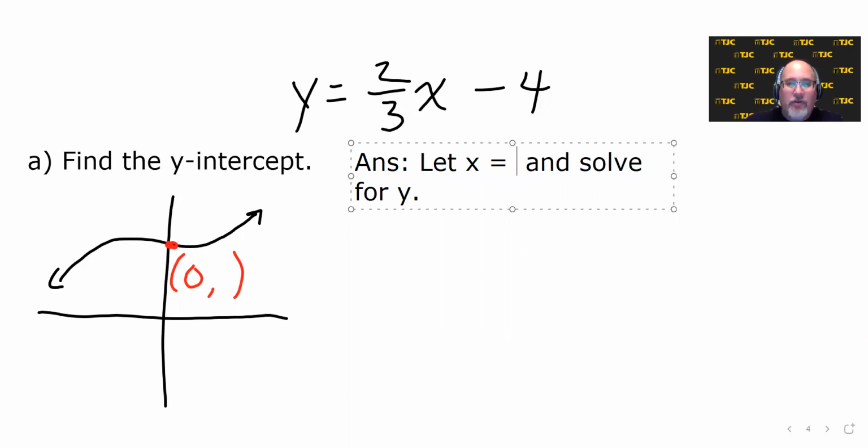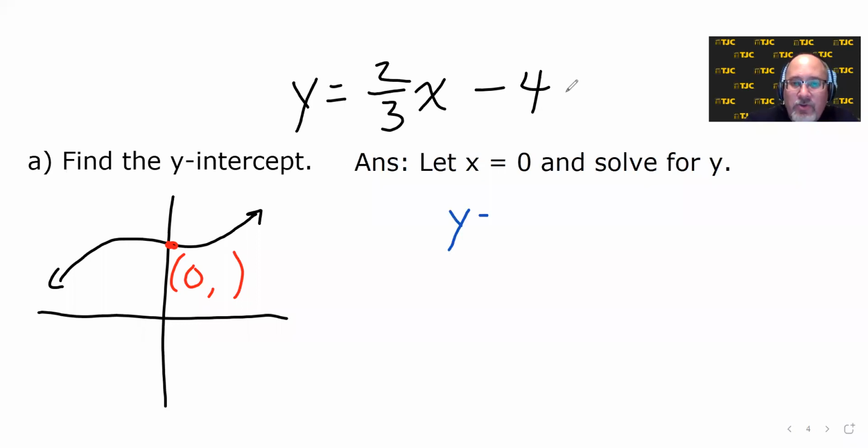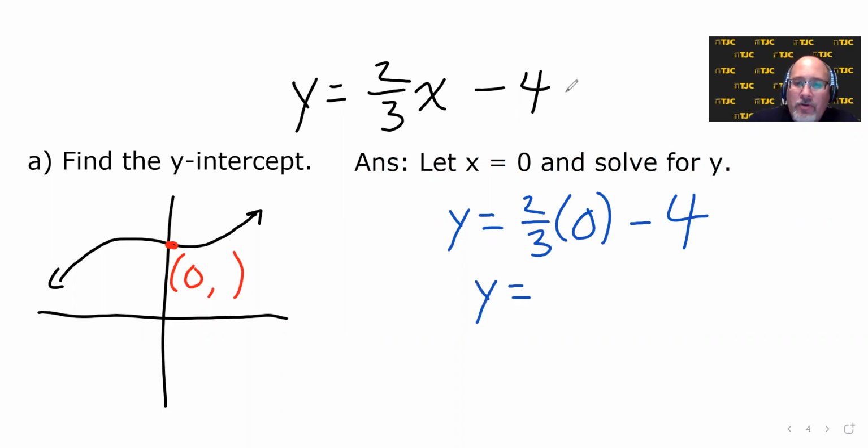Not the letter O, the number 0, and solve for y. So let's do that and see what happens here. If we let x equal 0, we'll do this in blue just because, then we get y equals 2/3 times 0 minus 4. You might hear my squealing guinea pigs in the background. 2/3 times 0 is 0. Anything times 0 is 0. And 0 minus 4 is -4.